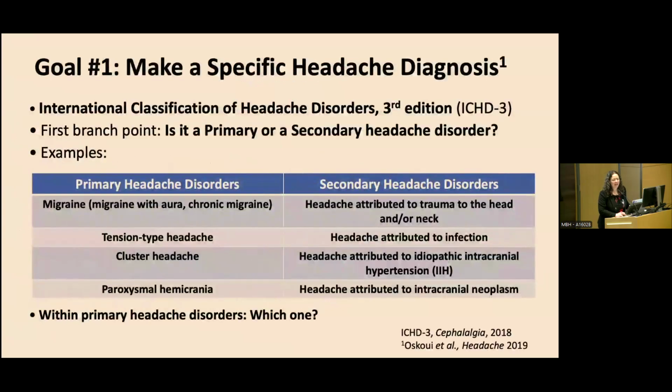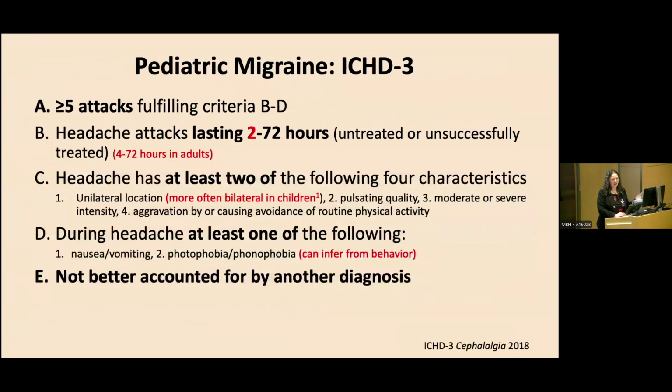So, starting at the beginning, when we meet a patient who's coming in for recurrent headaches, our first goal is to make a specific headache diagnosis. And that first division point is whether we're talking about a primary headache disorder, meaning something like migraine or tension type headache, where there's not a secondary process that's driving it, versus a secondary headache disorder, which of course we want to rule out, like idiopathic intracranial hypertension or space occupying lesion. And what I'm showing here are the International Classification of Headache Disorders, third edition. That's the current edition of ICHD.